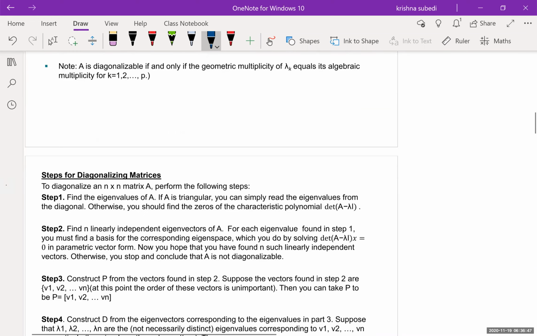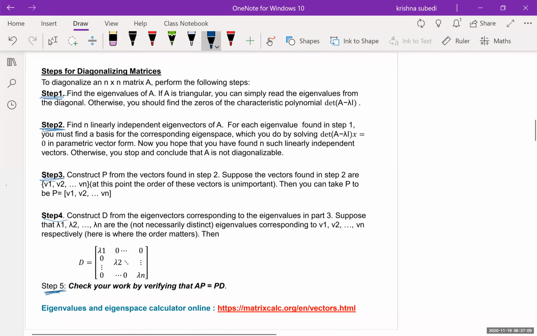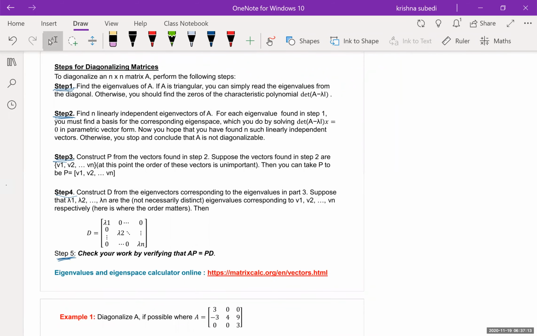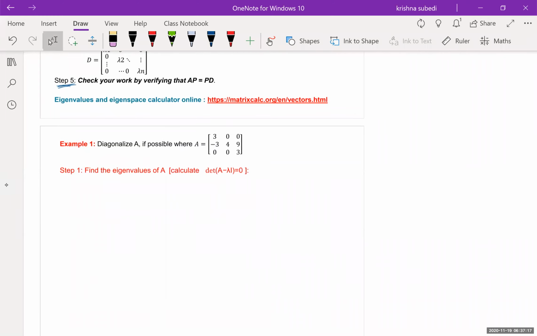Now, here are the steps. We're going to follow this step 1. You can read that by yourself. I think just by reading this step may not make sense. Step 1, step 2, step 3, step 4, step 5. These are the 5 steps we need to follow in order to diagonalize a matrix. Now, let me show you with an example. Just reading the steps may be confusing, so let's work with the example.